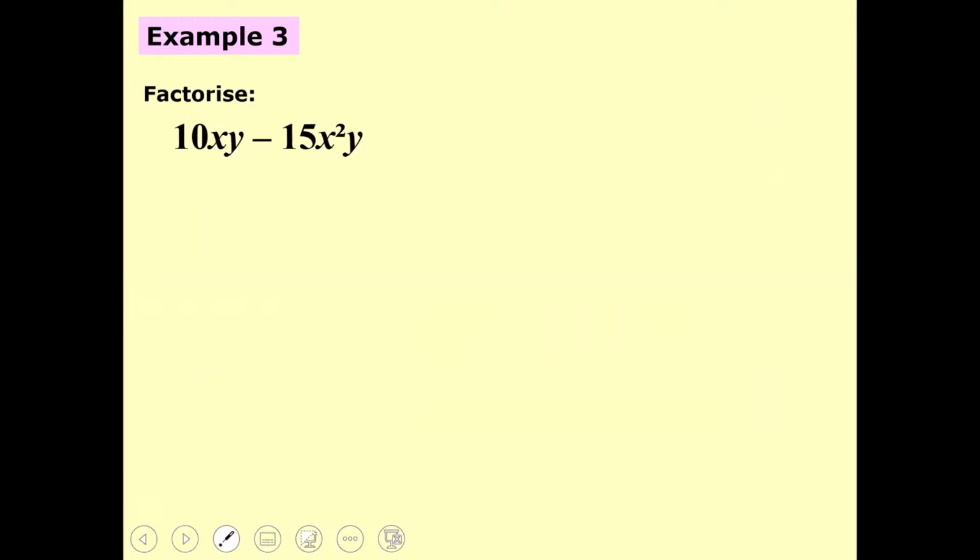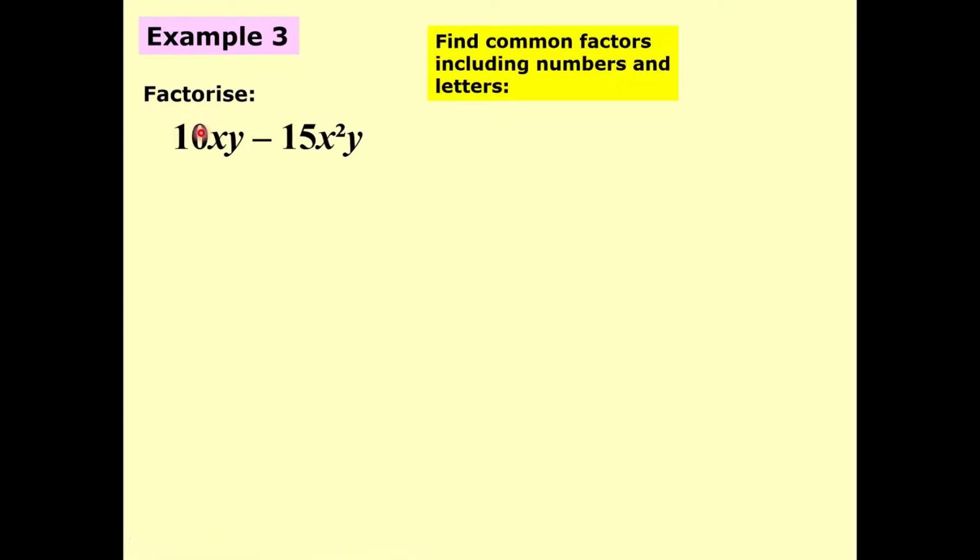Okay, let's look at our third example. So each time just getting that a little bit trickier with extra terms and expressions to expand our expression. So factorise 10xy subtract 15x squared y. So same process as before. We're going to identify all of our common factors, including our number common factors, so between 10 and 15, and then also anything that is our common factors between our letters.